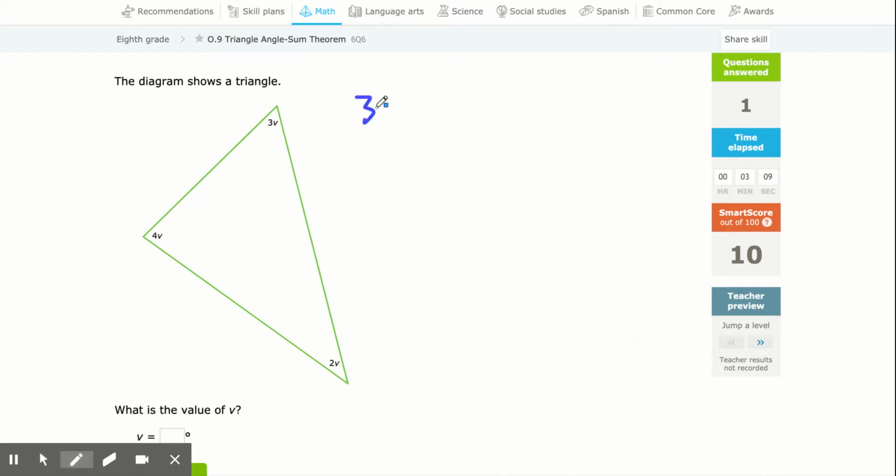I'm going to write down 3v plus 4v plus 2v, and that better equal a sum of 180. Okay, they happen to all be like terms. They all have a variable v, so I'm going to add them up. 3 plus 4 plus 2 is going to be 9v. 3 plus 4 is 7. 7 plus 2 is 9. In case I went a little fast there.